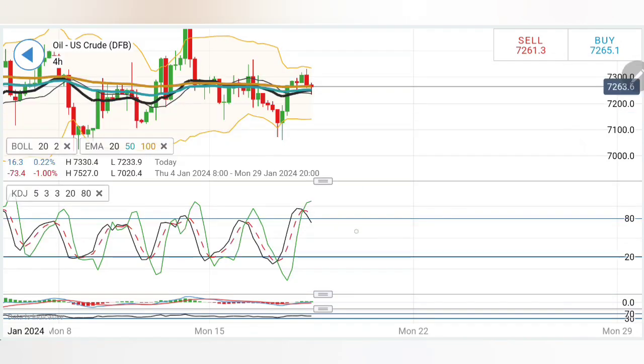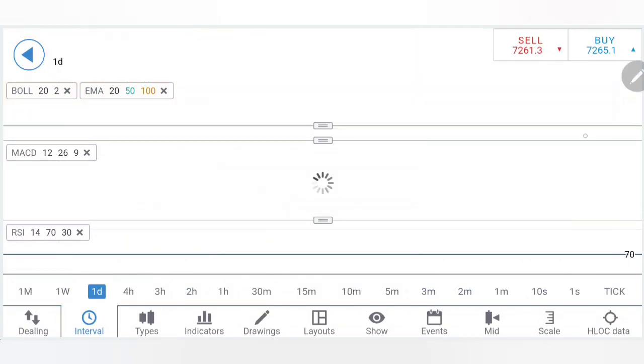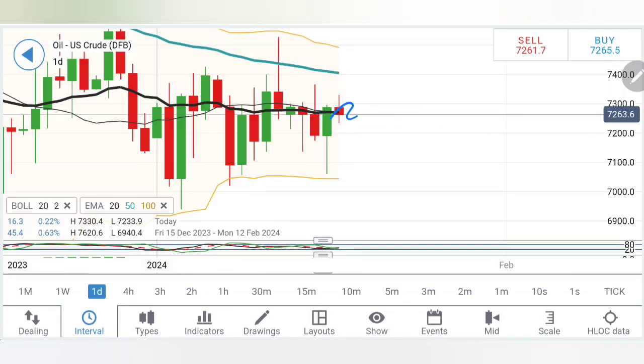Stochastic overbought, trying to cool down. MACD is still in green. It has not yet crossed over. RSI is flat. Coming to the daily, likewise on the daily charts, look at the preceding candle. There was a bigger tail and it traded in the bullish zone.